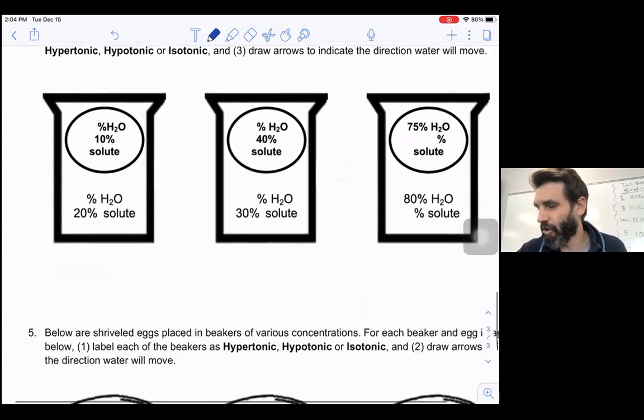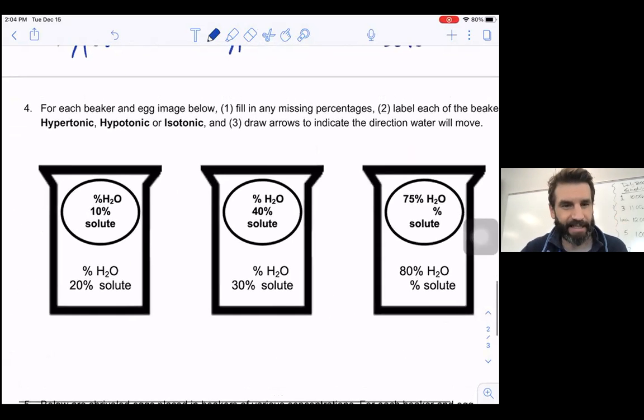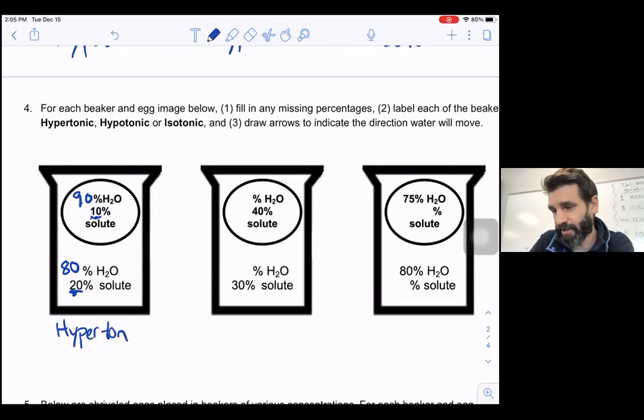Okay. So this next one is basically the same thing. You just have to calculate the percent of water. You actually don't even have to do that to be able to answer the question. So in this case, it's 10% solute, so that's 90% water. And here it's 20% solute, so that's 80% water. But we already know that the solute concentration is higher outside than inside. So this is a hypertonic solution, referring to this. So water is going to come out of this.